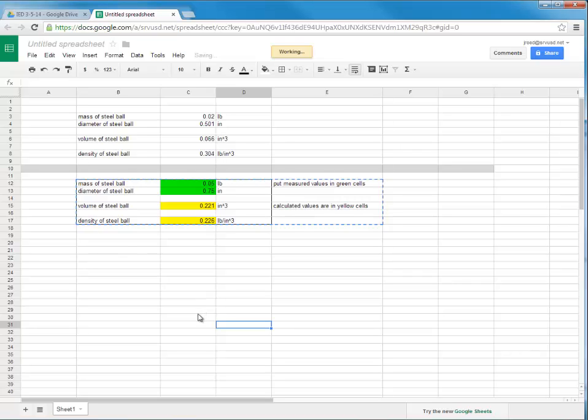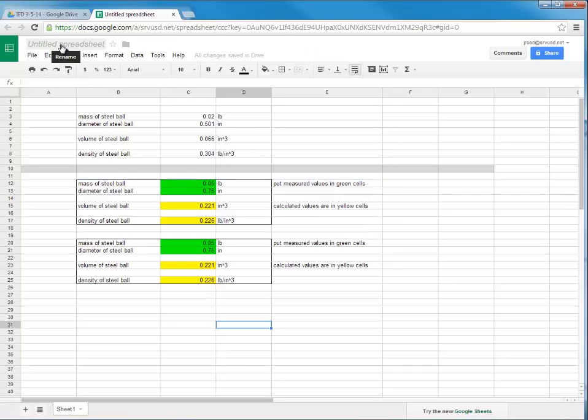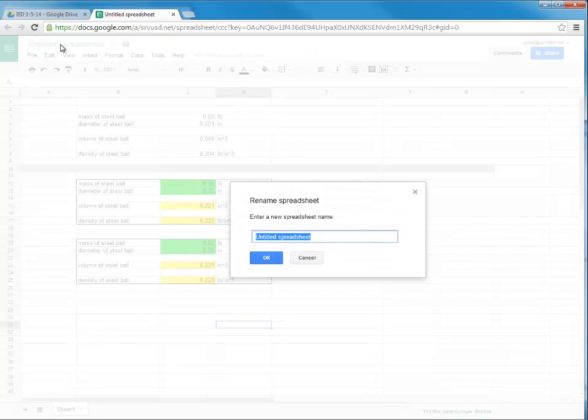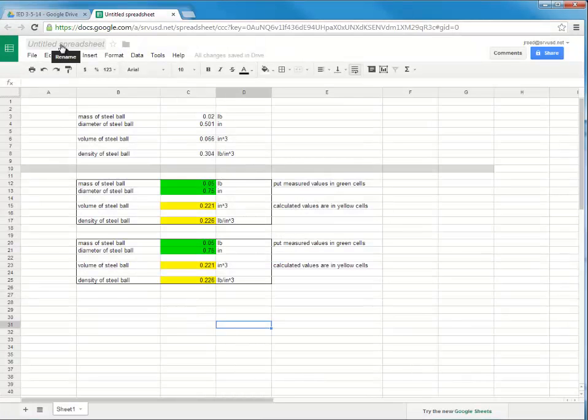So this is how you set up a spreadsheet to do calculations for you. And there it goes. I'm going to give it a name. I'm going to call it density. This time I'm going to call it 2. So this is kind of our second attempt at making this. And there you have it. This would be how you would make a spreadsheet to do the calculations for you.